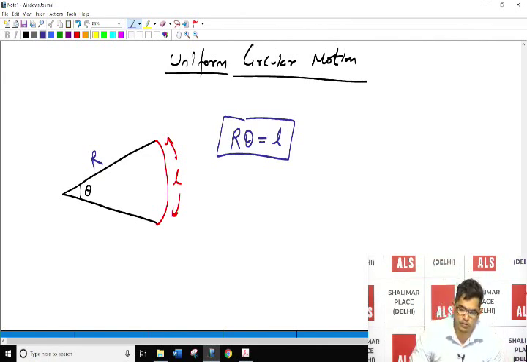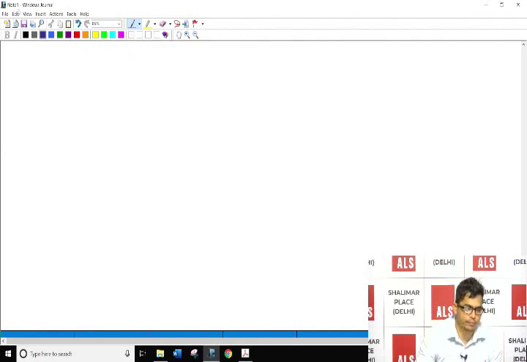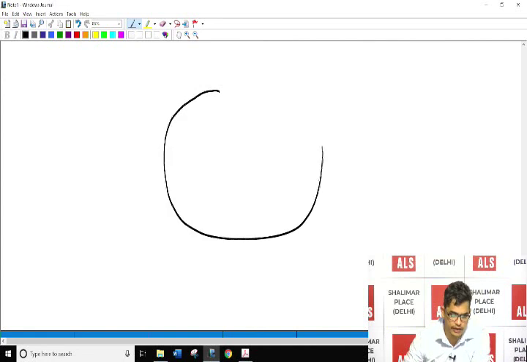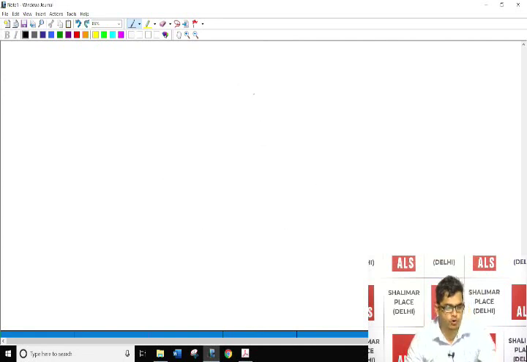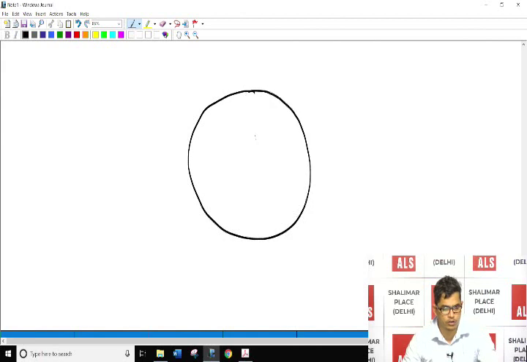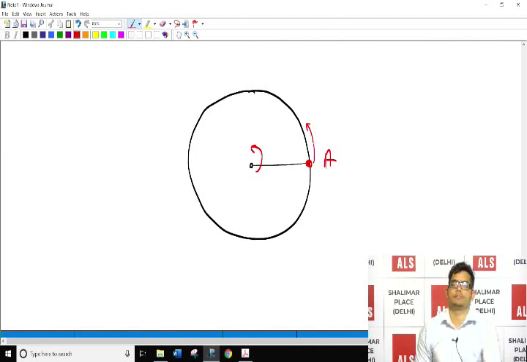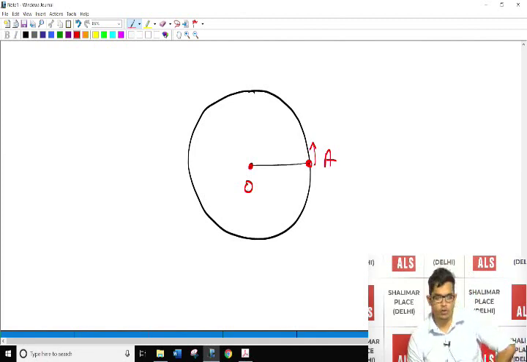Now let me talk about the circular motion. Suppose there is a circle and a body is moving along this path. Okay, a body is moving, suppose the body is here and it is moving like this. Now it is moving about a point which is the center O.